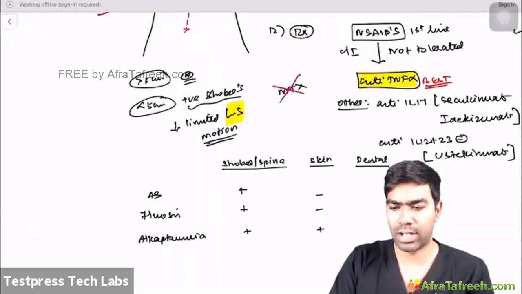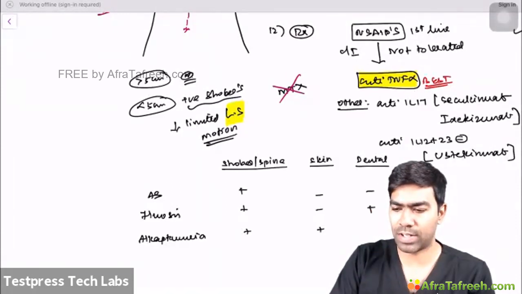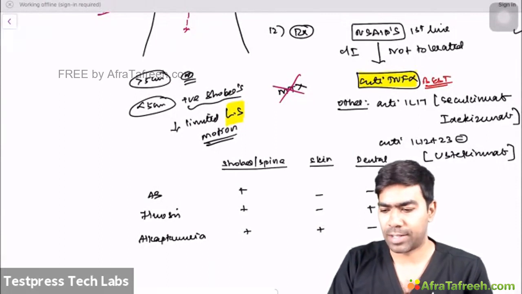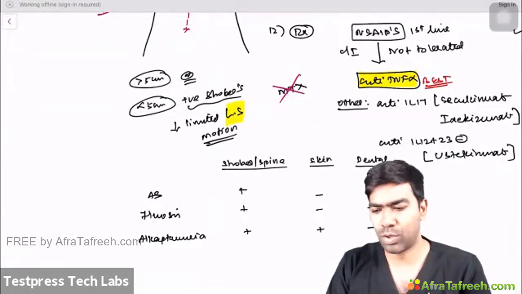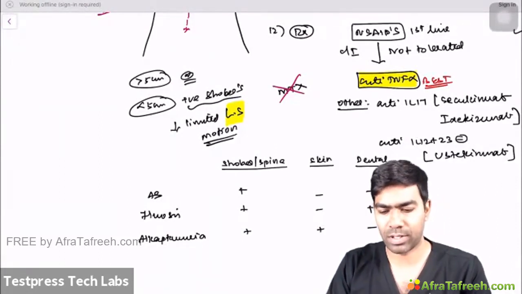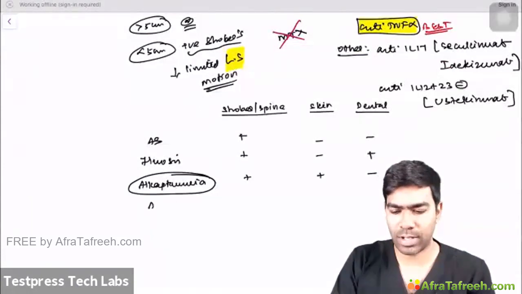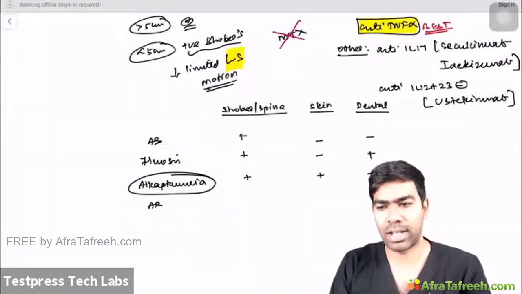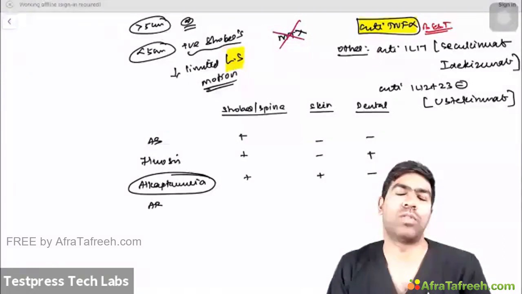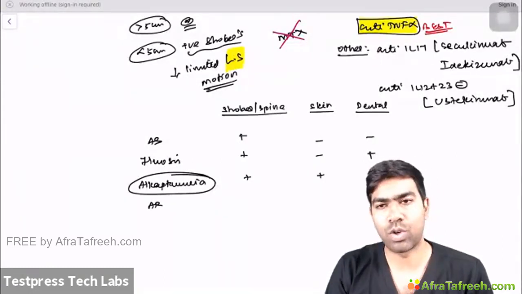We clearly know that. As far as dental involvement is concerned, that is very suggestive of fluorosis rather than ankylosing spondylitis and alkaptonuria. Alkaptonuria is an autosomal recessive disorder. What is the enzyme that is deficient here? What is the enzyme that is deficient in alkaptonuria? That is ochronosis.